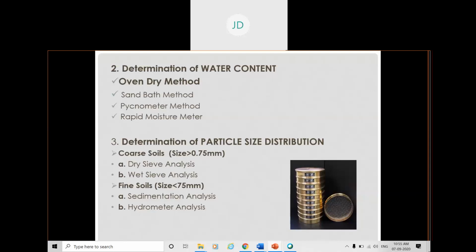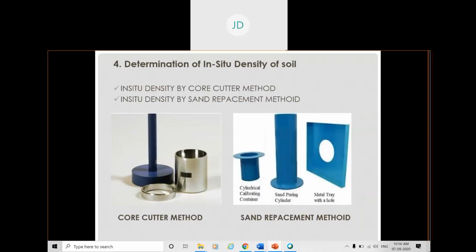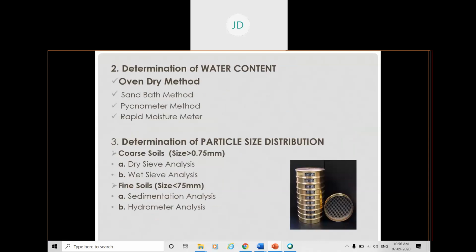So after water content, we'll discuss the determination of particle size distribution. Before going into this manual, let me tell you what this particle size distribution is all about. In this class we only discuss the name of the test. In coming classes we'll go into detail on what particle size distribution is and why it is needed.